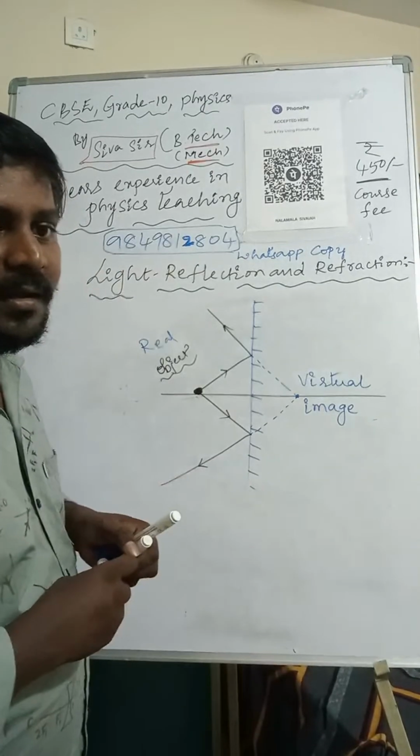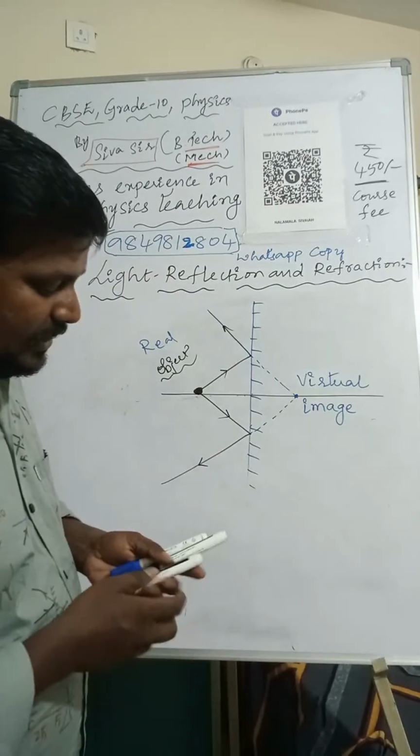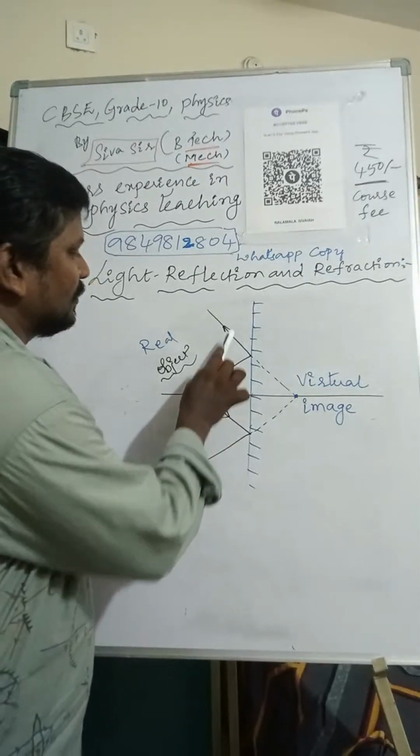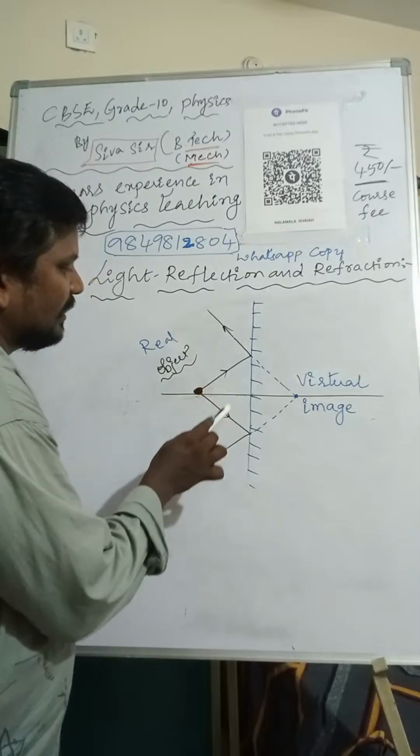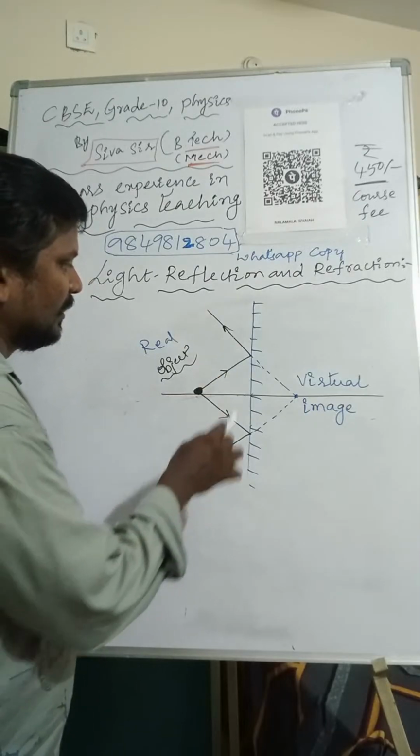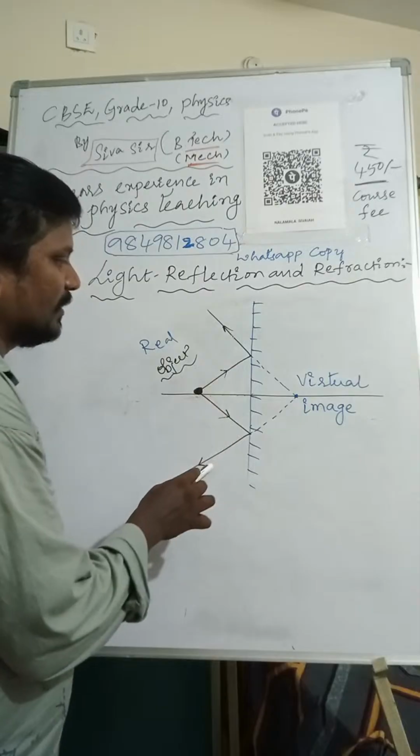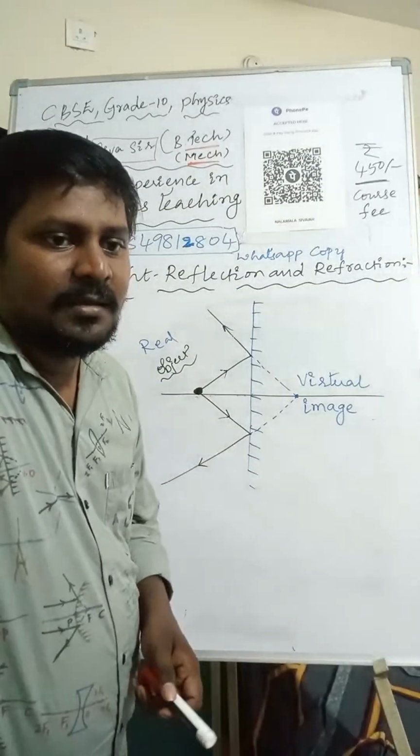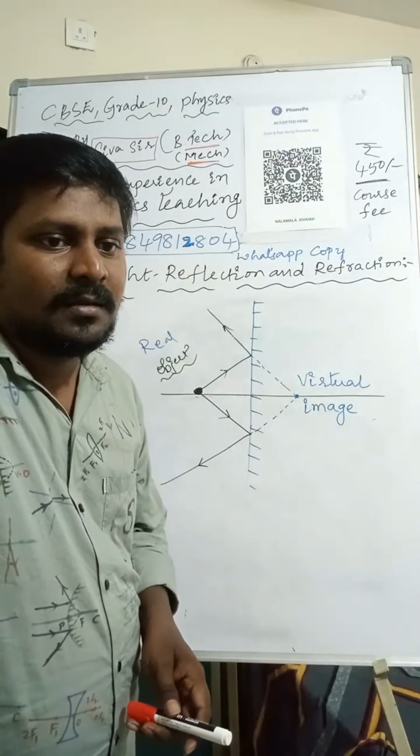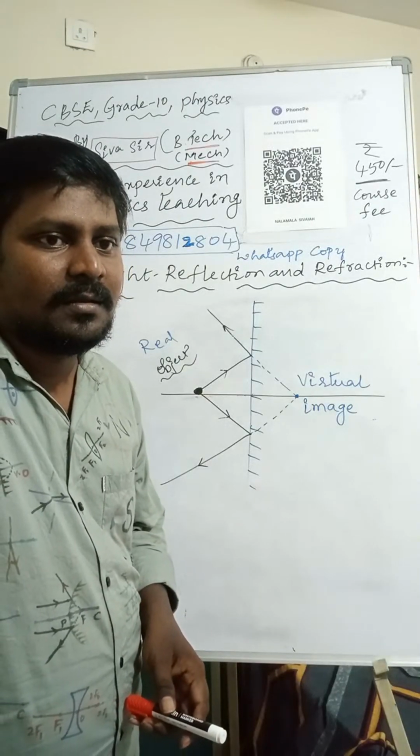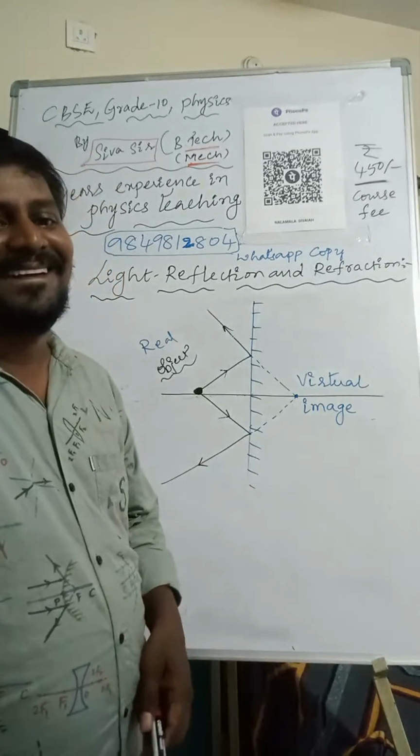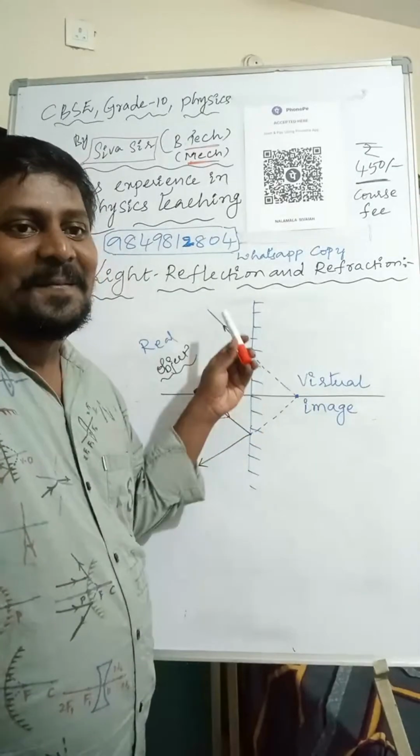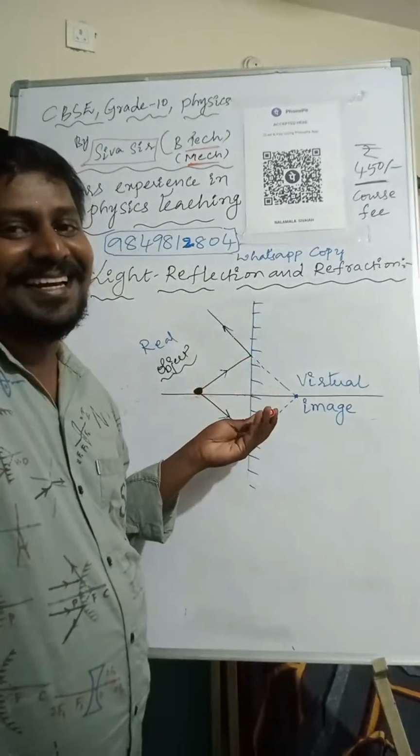So here, what is the difference? Here you can see these are the incident rays. These two are reflected light rays. Incident ray, incident ray; these two are reflected light rays. Clear? So once again: incident ray, incident ray; this is a reflected light ray, reflected light ray.